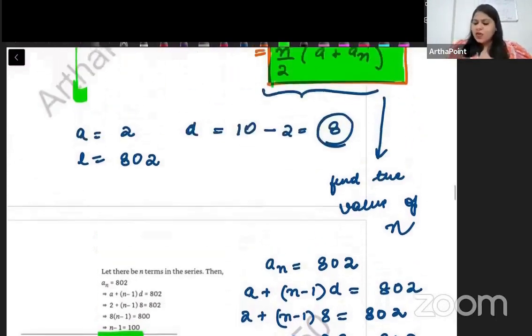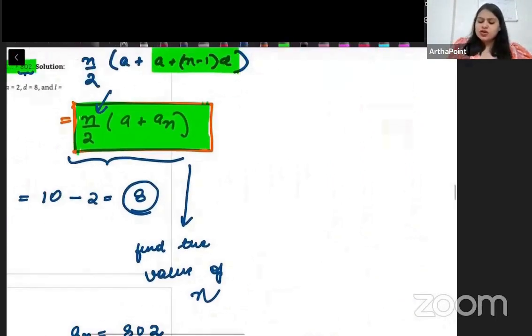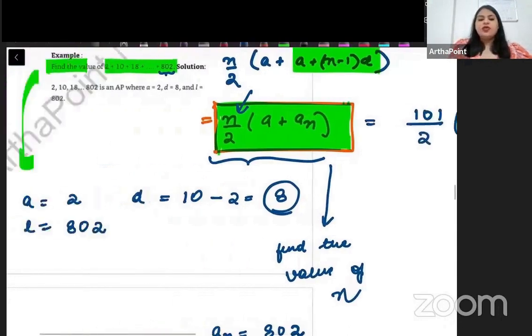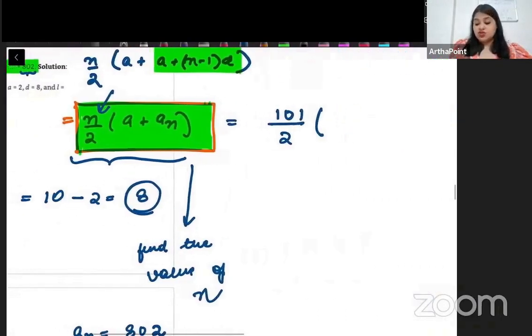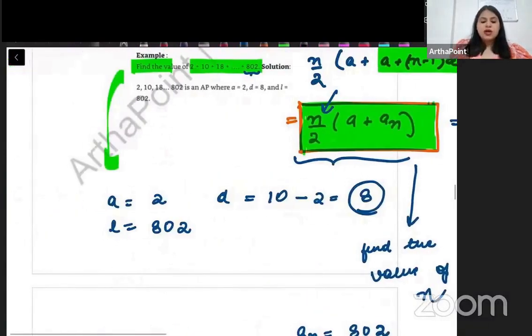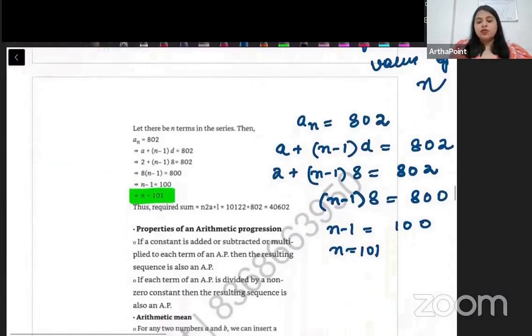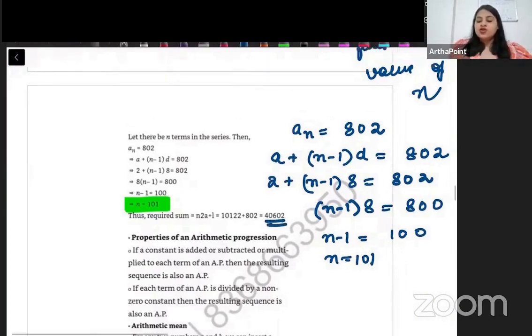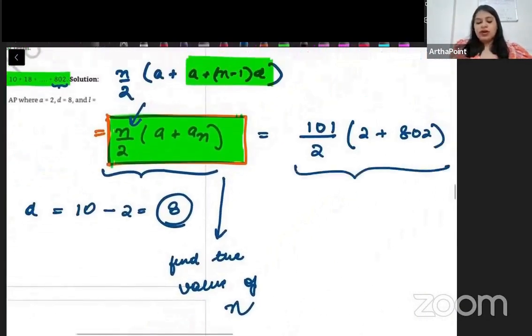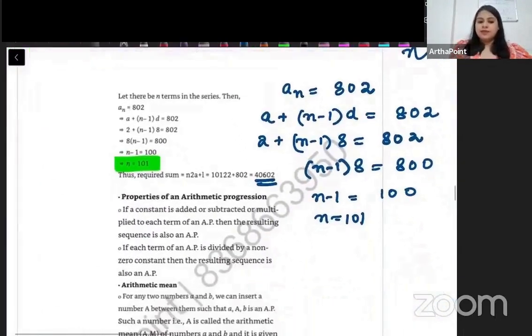Now I can just plug it here. I know that the number of terms is 101, the first term is 2 and the last term is 802. Just plug this inside the formula and you will get the answer. So the answer will be 40602. So this is how you can find the sum of an AP.